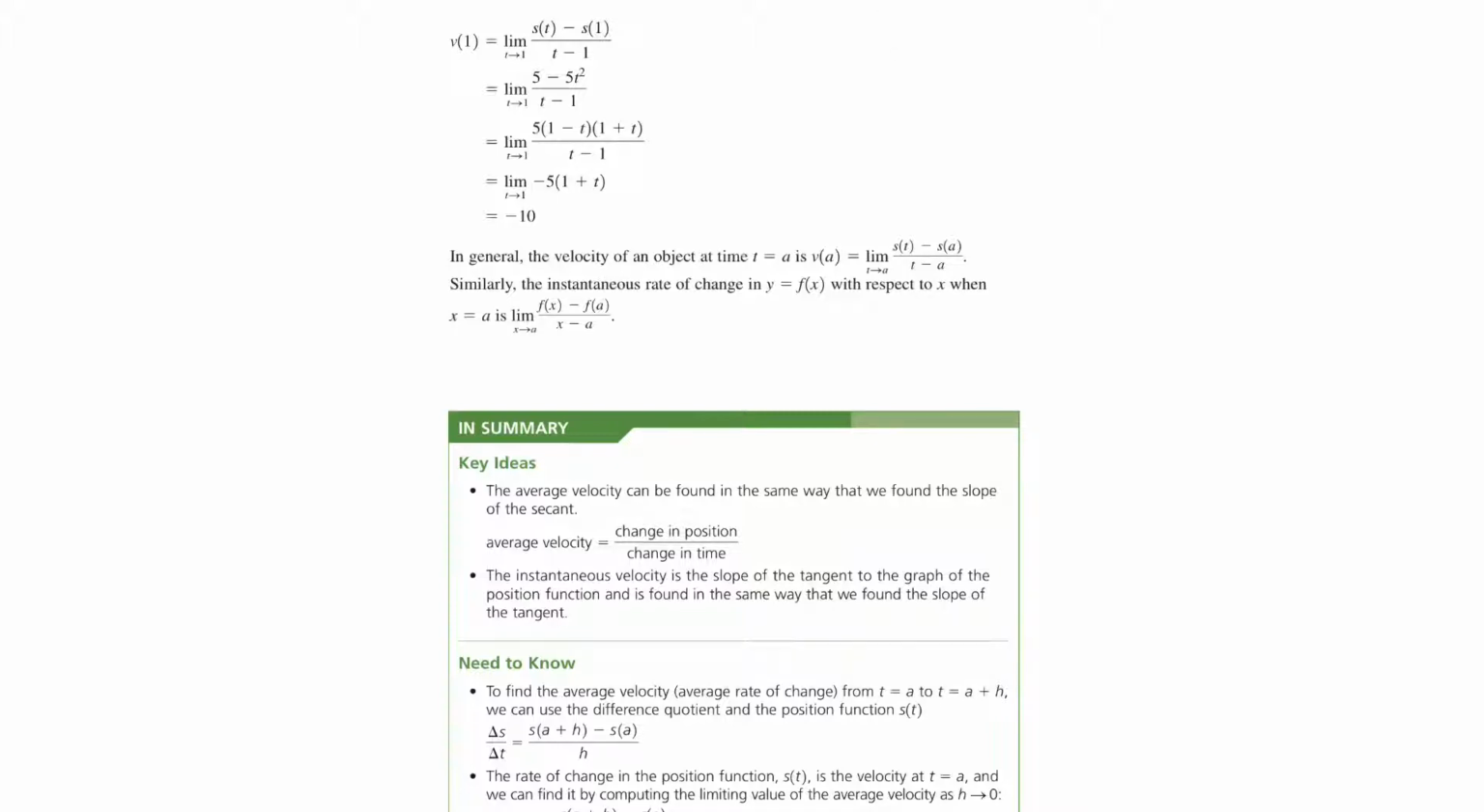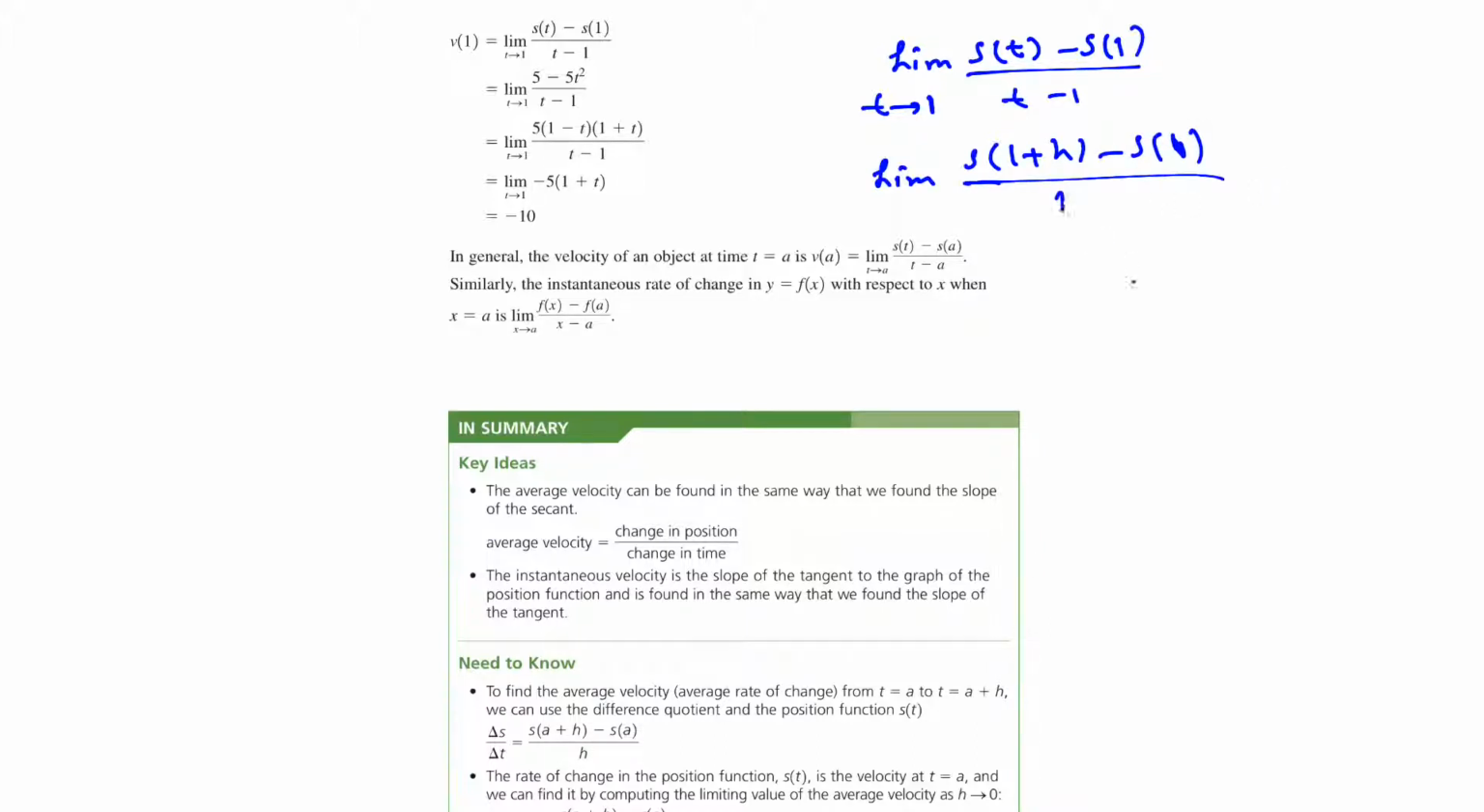Limit of s at t minus s at 1 divided by t minus 1 as t approaches 1 is exactly the same as limit of s at 1 plus h minus s at 1 divided by h as h approaches 0.